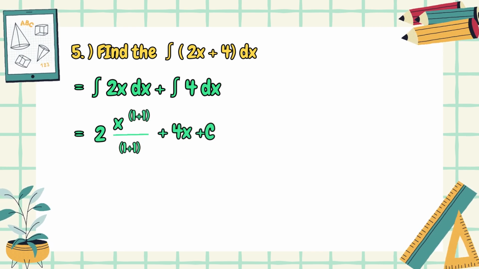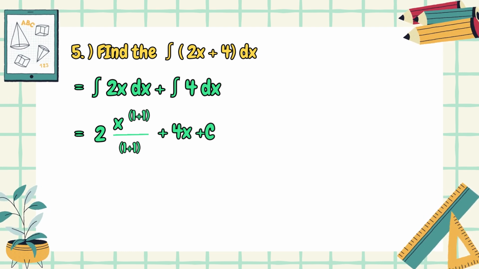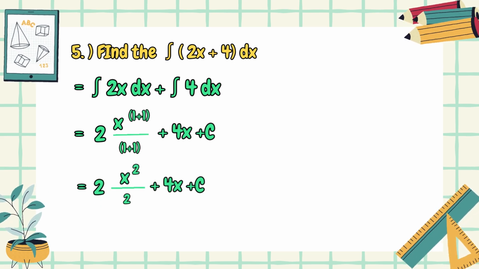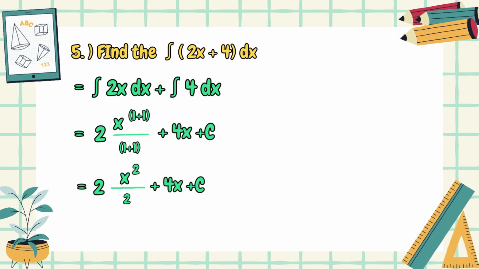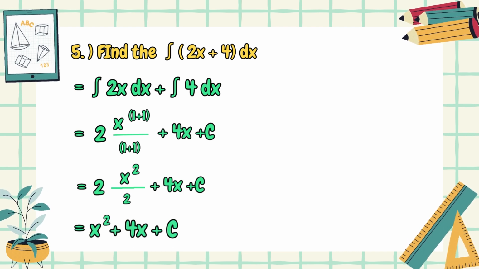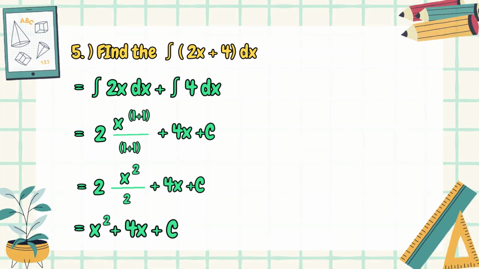Now, to integrate 2x with respect to x, we need to follow the power rule. 2x will become 2x raised to 1 plus 1 over 1 plus 1, and then simplifying it will give us x raised to 2. Next, integrating 4 with respect to x will give us 4x according to the constant rule. Combining the results, we will get an antiderivative of x raised to 2 plus 4x plus c.